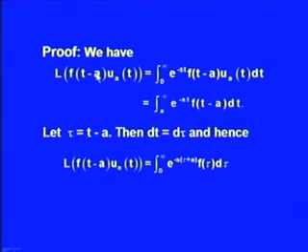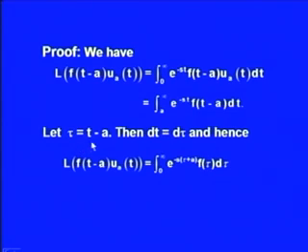The Laplace transform of f(t minus a) into u_a(t) by definition can be written as integral over 0 to infinity e to the power minus s t into f(t minus a) into u_a(t) dt, which is equal to integral over a to infinity e to the power minus s t into f(t minus a) dt, because u_a(t) is equal to 0 over the interval 0 to a, and over the interval a to infinity it is defined as 1. So, the integral over 0 to infinity reduces to the integral over a to infinity, and u_a(t) becomes 1. Now, let us make a substitution here.